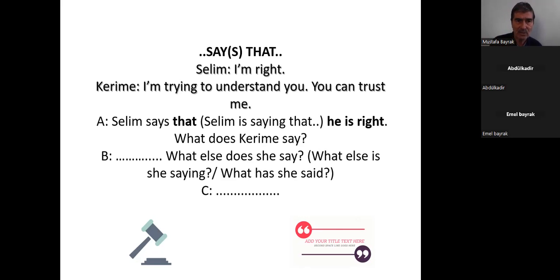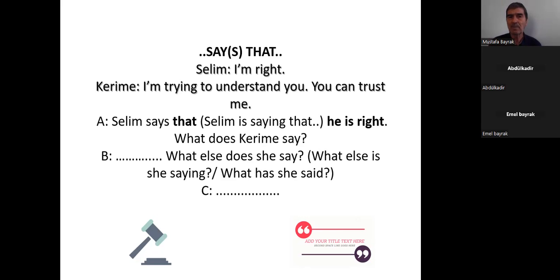Dialogue A, for example, says, Selim says that, Selim thinks that, Selim guesses that, Selim bets that. Okay. Selim says that, or Selim is saying that, okay? Now, Selim is saying that he is right, okay? Because he said, I am right. So, Selim says that he is right.